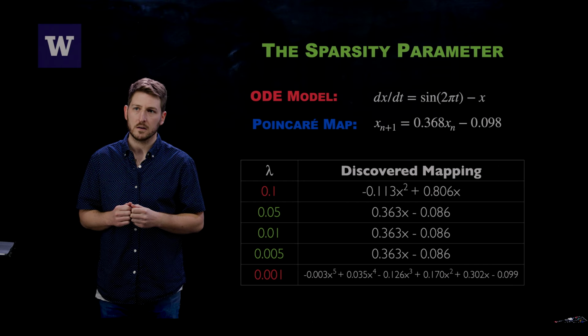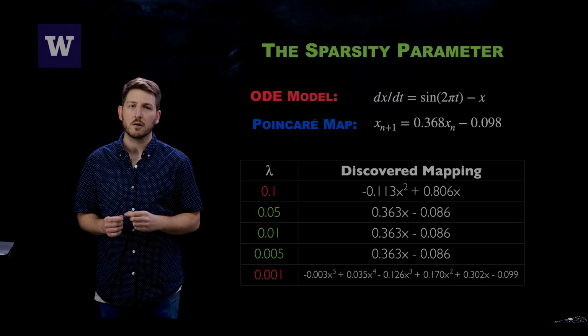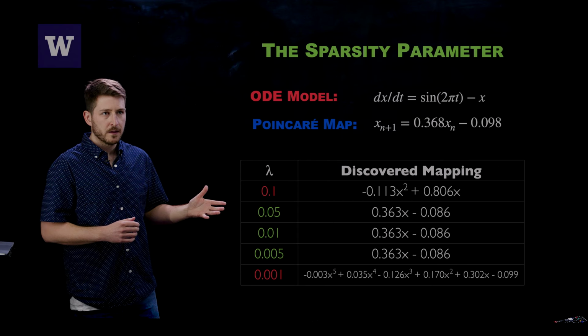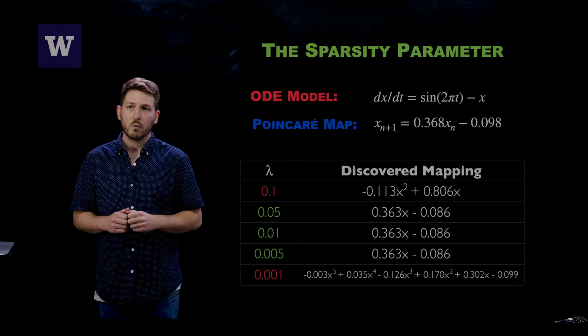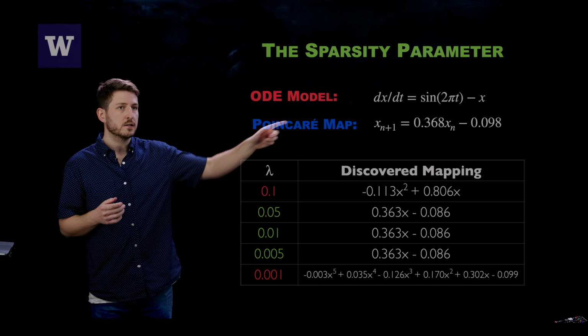Because this is a linear mapping, you can easily solve this. And what you can find is that you have an explicit description of the Poincare mapping given by this simple linear map right here. Now, what you can also see in the table right here are results from us applying the SINDy method to discover this mapping. What you can see from the first row in particular is that if your sparsity parameter is too large, it's going to dampen out potentially necessary terms. In our case, the constant term on the back of this Poincare map.